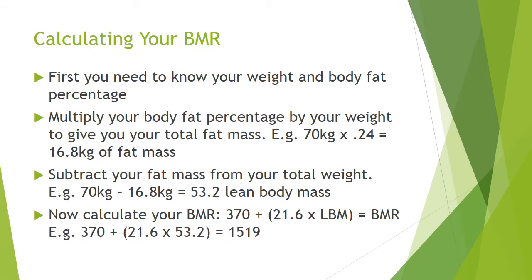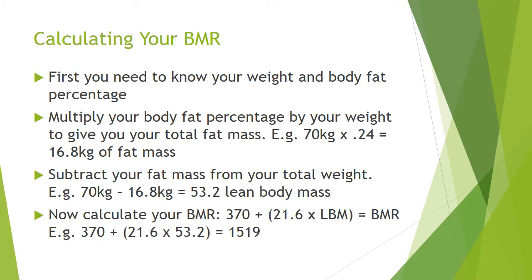Now, when it comes to calculating your BMR, first you need to know your weight and your body fat percentage. You're then going to multiply your body fat percentage by your body weight to give you your total amount of fat mass. So for example, you're 70 kilos at 24% body fat. You'll punch that into the calculator as 70 times 0.24, and that equals 16.8 kilos of fat mass. We're then going to subtract your fat mass from your total weight. So 70 kilos minus 16.8 kilos of fat mass gives us 53.2 kilos of lean body mass.